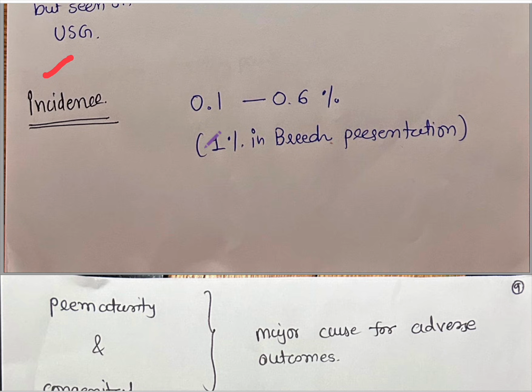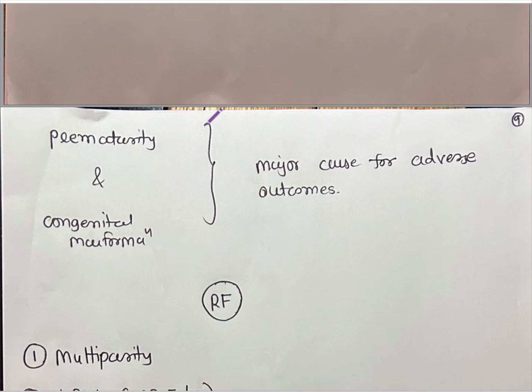Now the incidence, this is very important. According to one of the very good RCOG papers, it is 0.1 to 0.6% of births. Okay, it is increased in breech presentation. We have data on the breech presentation only, and that is 1%.